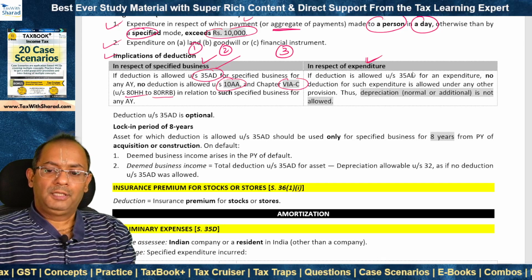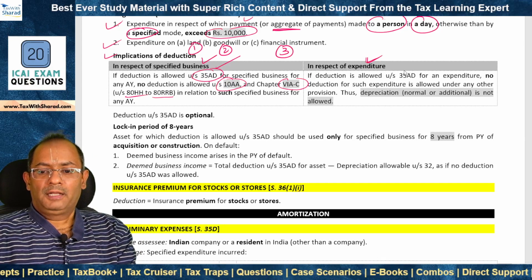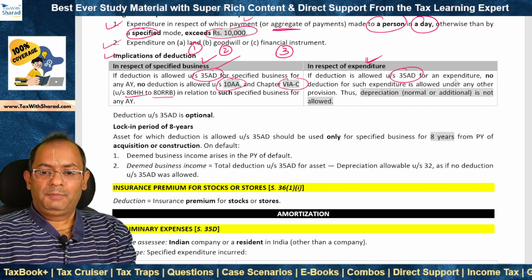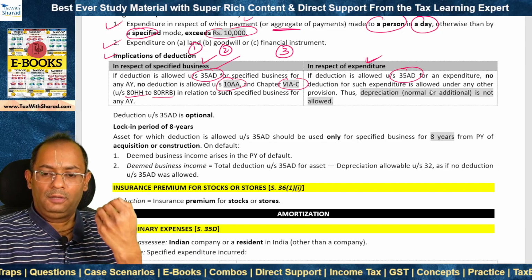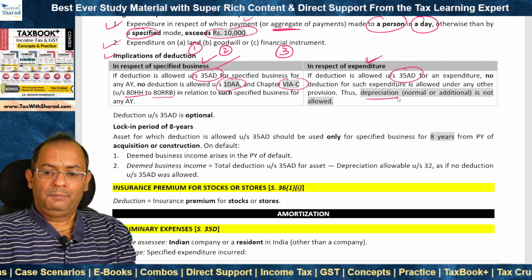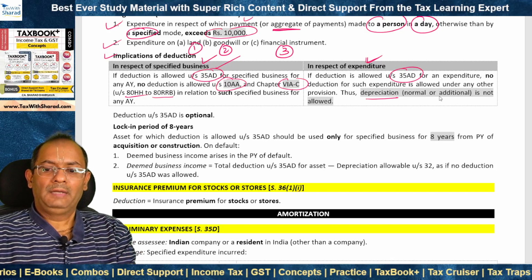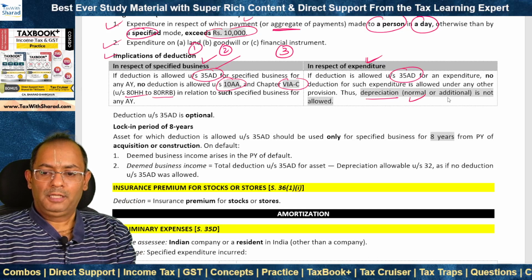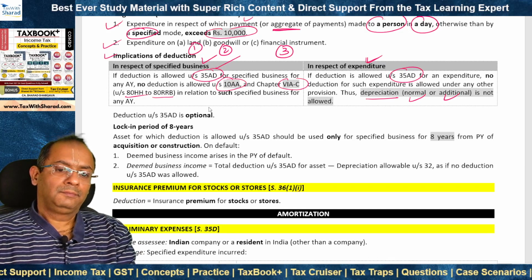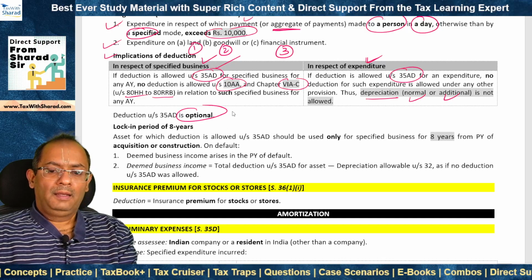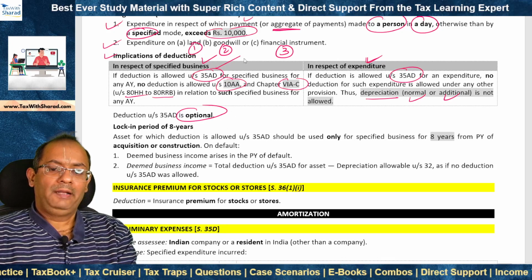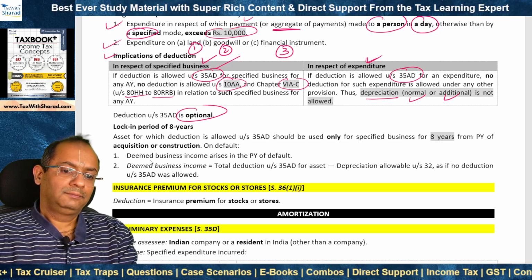In respect of expenditure, if deduction is allowed under 35AD for an expenditure, the deduction in respect of that expenditure is not allowable elsewhere. Therefore, depreciation is not allowed where 35AD is allowed, whether normal depreciation or additional depreciation. 35AD is optional, it is not compulsory. If the SSE opts for 35AD, then these implications arise.